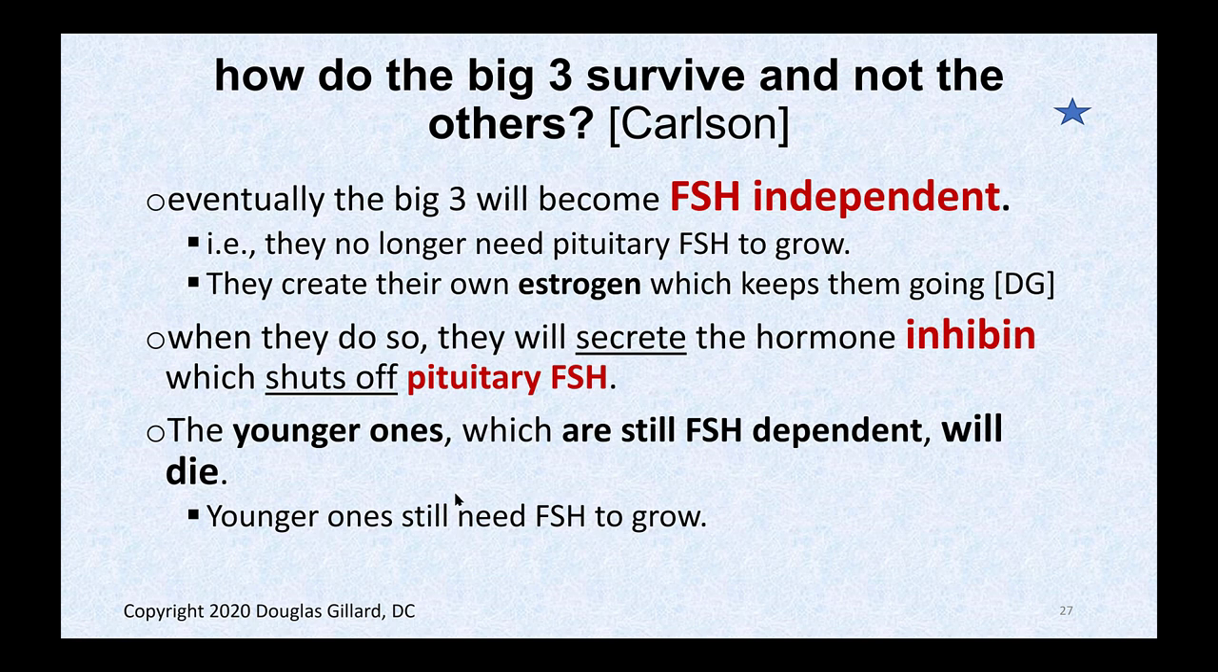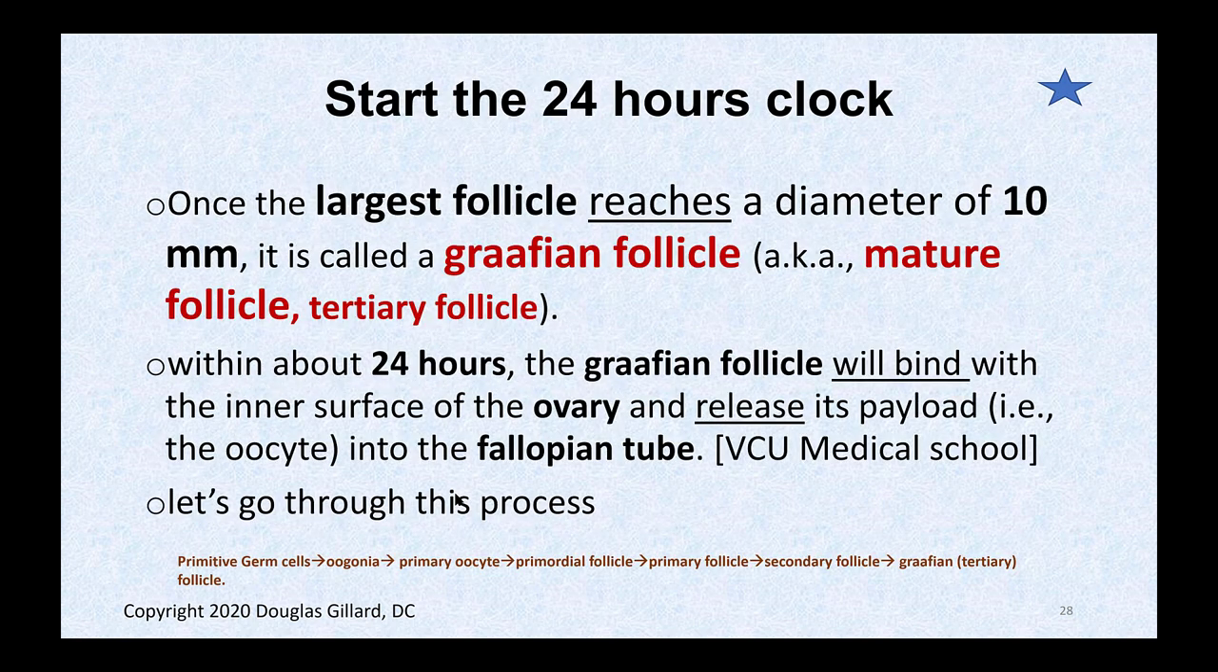Well, the big three eventually don't need FSH anymore. The others stay FSH dependent. Remember, FSH is fueling the growth of all the racers, all the 50 racers. But the big three don't need it when they get to a certain point because they secrete their own estrogen, which will keep them going. And when they do, they secrete a hormone, those big three, all of them, called inhibin. And inhibin will get into mom's bloodstream, and it'll temporarily shut off pituitary FSH secretion for a while. And when that gets shut off, the ones that are still FSH dependent run out of gas and they die. They degenerate away. So they basically kill everything off.